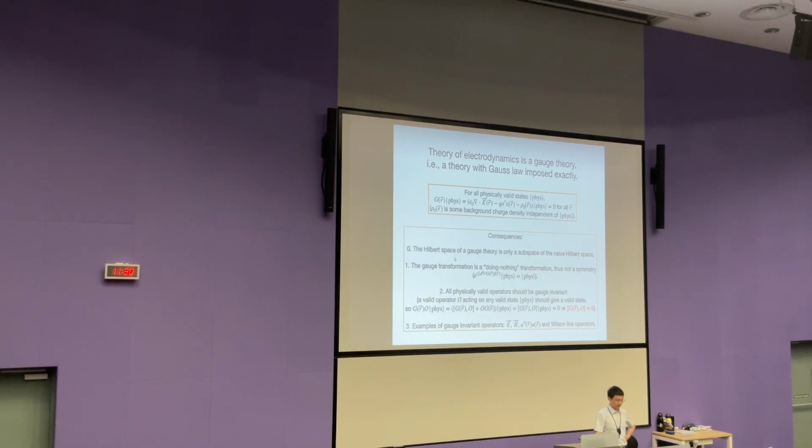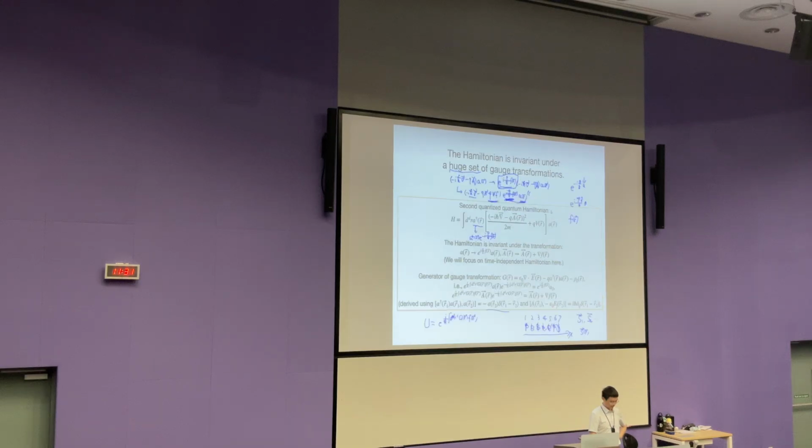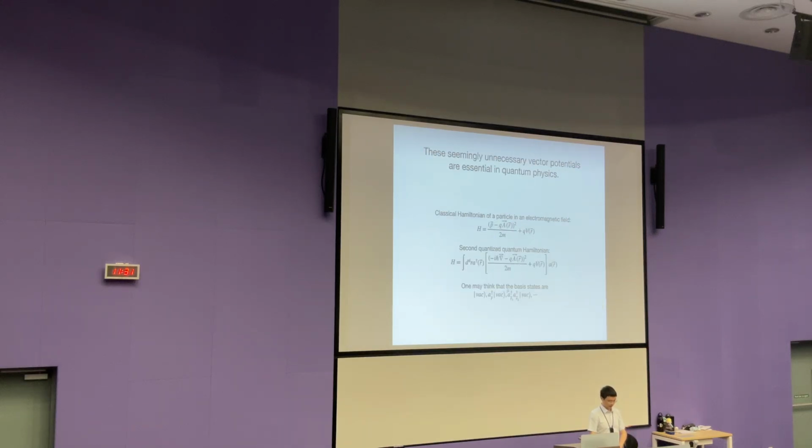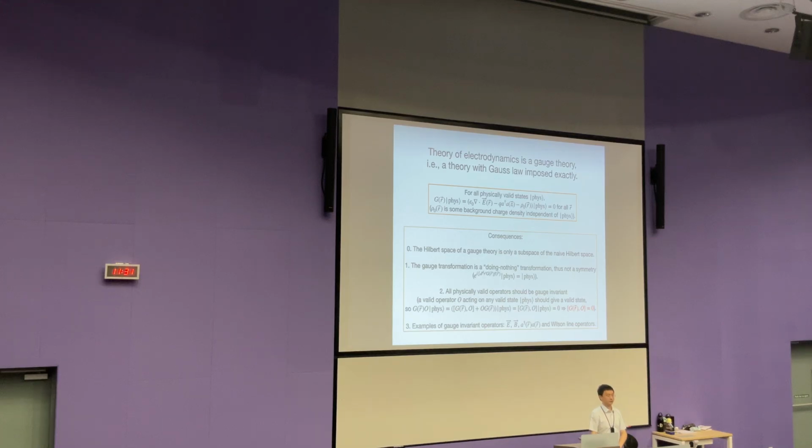First, it says that the Hilbert space of a gauge theory is only a subspace of the naive Hilbert space. This is similar to identical particles. If we have 2 particles, naively we expect the Hilbert space is the tensor product of the 2 Hilbert spaces of the individual particles. But if they're identical, that's not the real Hilbert space. Only the subspace where the states are symmetric or antisymmetric will be the right one. Here too, not all these states are valid states. By definition, only states where the Gauss law is imposed exactly are valid states. This is the definition of a quantum gauge theory.